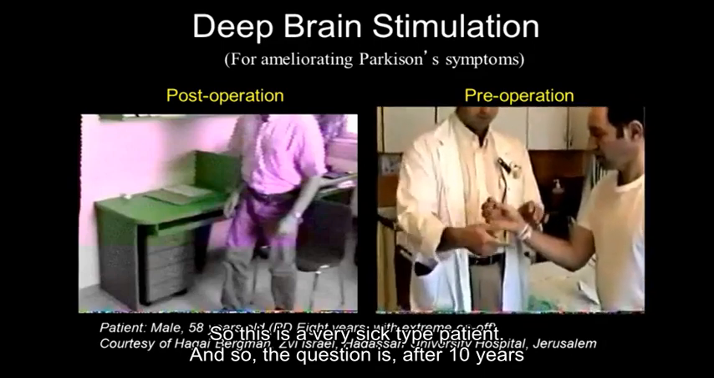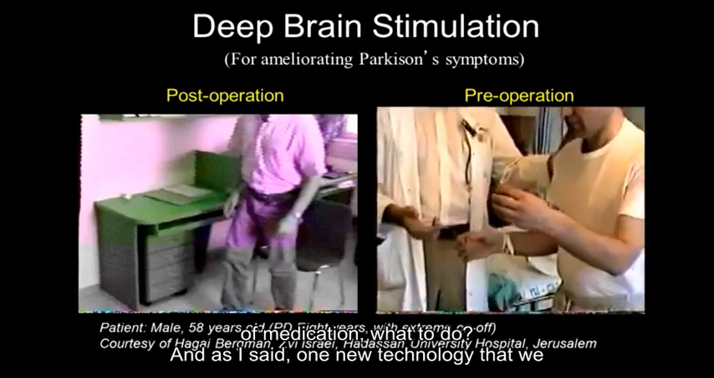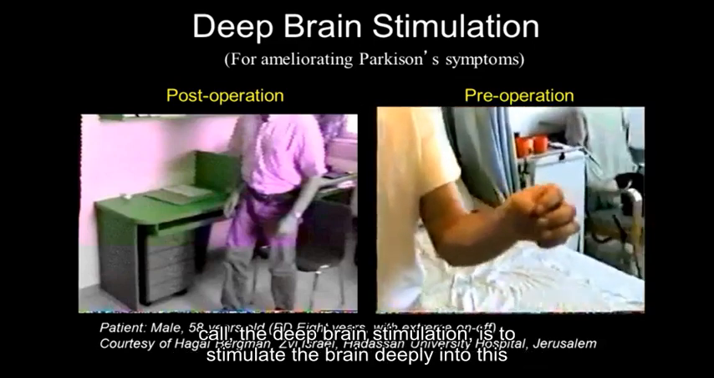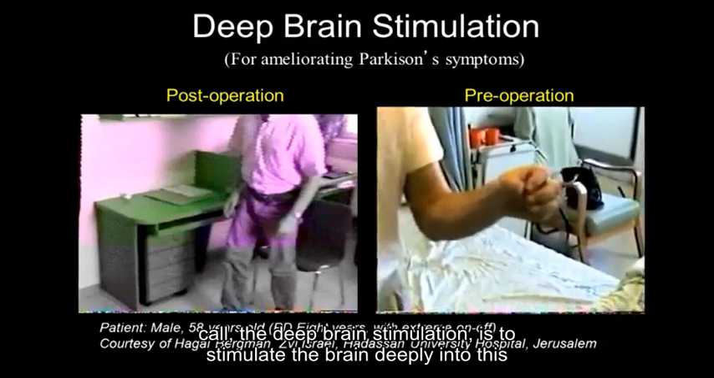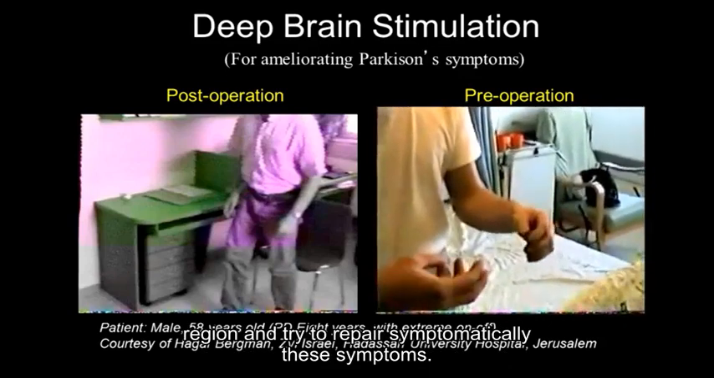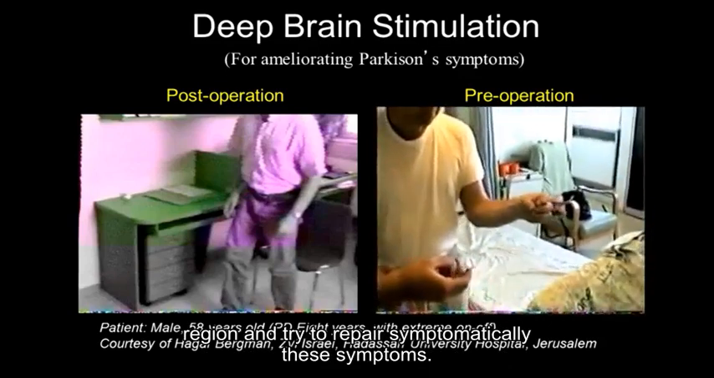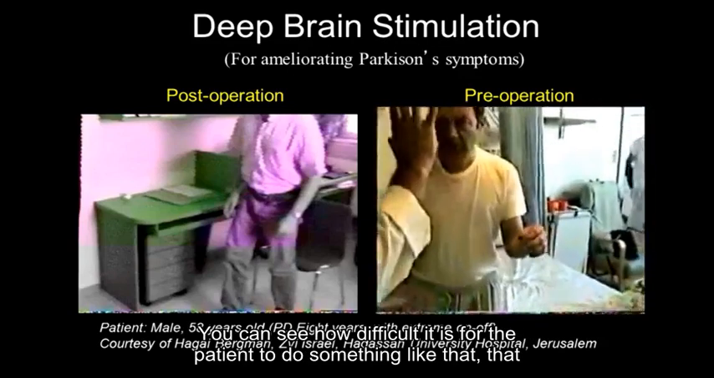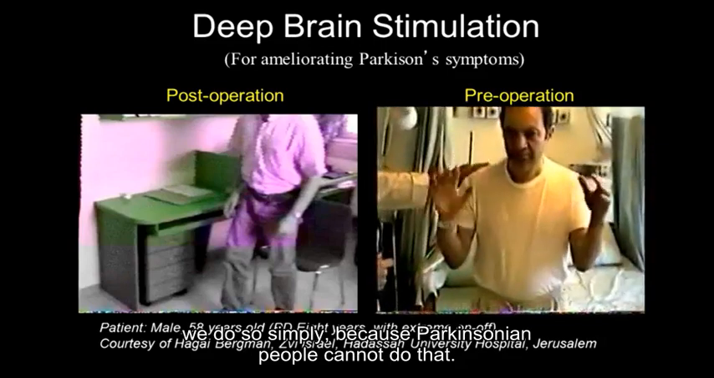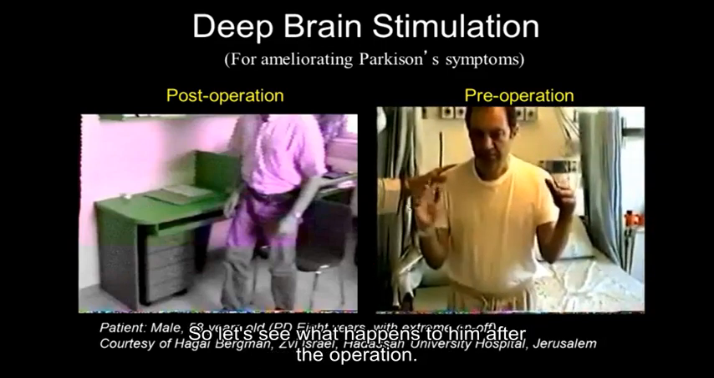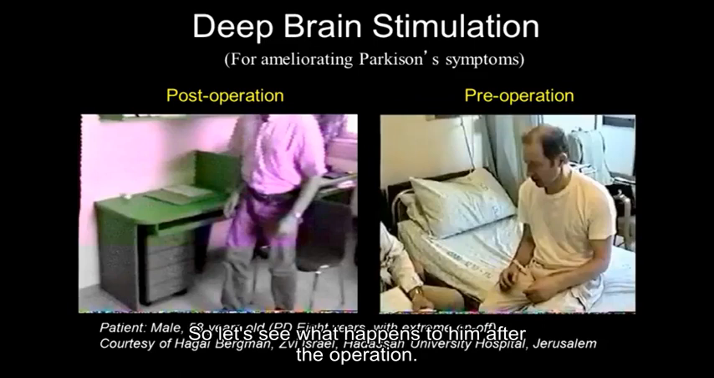And so the question is, after 10 years of medication, what to do? As I said, one new technology that we call deep brain stimulation is to stimulate the brain deeply into this region and try to repair these symptoms symptomatically. You can see how difficult it is for the patient to do something like that we do so simply, because Parkinsonian people cannot do that. So let's see what happens to him after the operation.